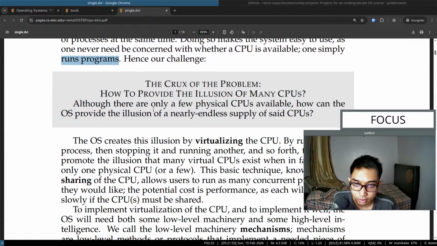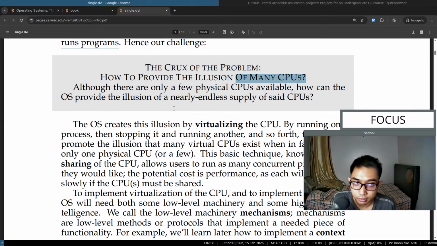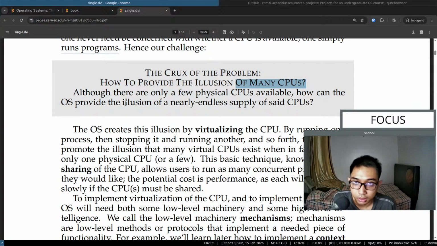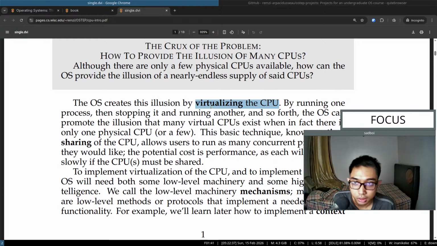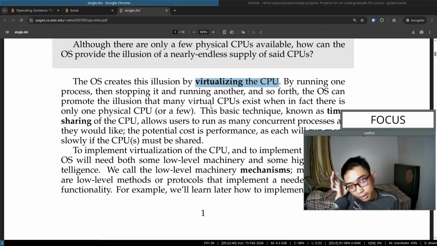Hence our challenge. The crux of the problem: how to provide the illusion of many CPUs. Although there are only a few physical CPUs available, how can the operating system provide the illusion of a nearly endless supply of said CPUs? The operating system creates this illusion by virtualizing the CPU, by running one process, then stopping it and running another, and so forth.